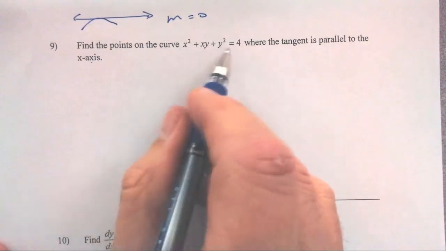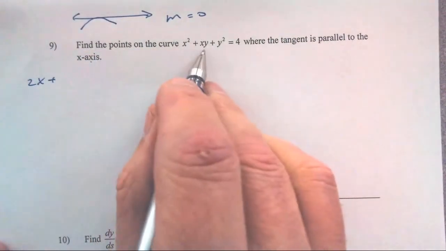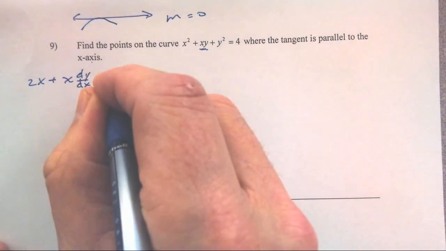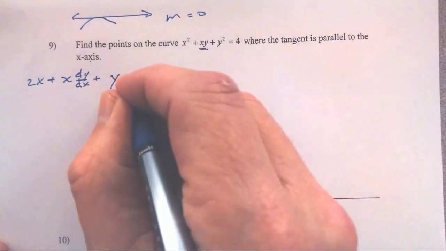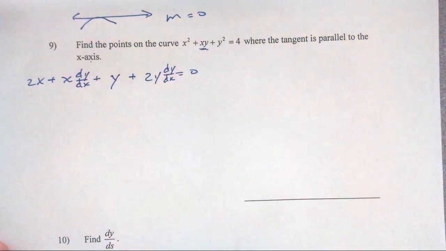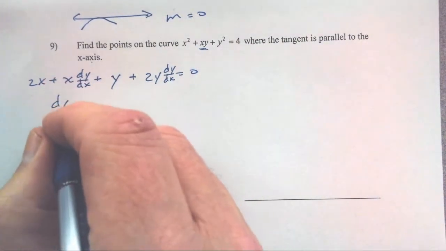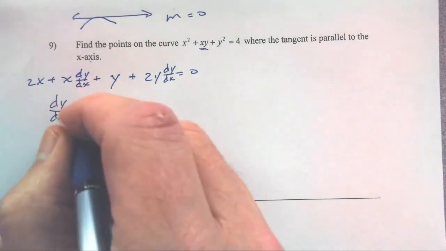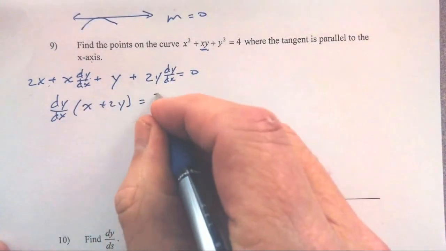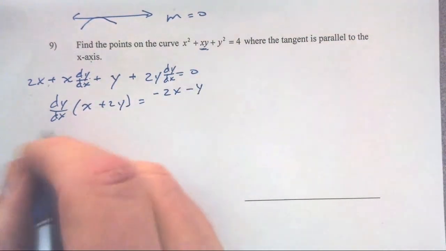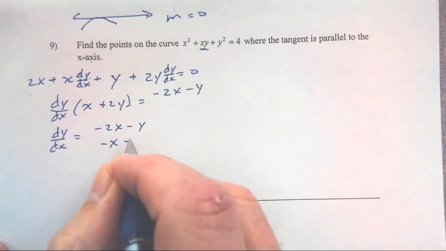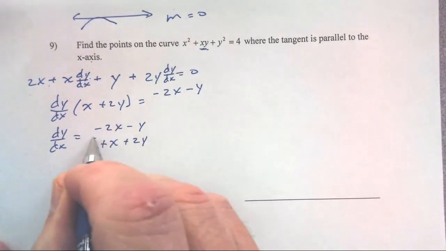So slope formula, implicit. I get 2x plus, there's my product rule again, first x times derivative of second dy dx, plus same old derivative of first 1 times plain old second y, plus now I'm taking the derivative of this, 2y dy dx equals 0. Has kind of a familiar feel to it. So I get dy dx times, I'll show this one a little bit different way, x plus 2y, group my dy dx's, factor, subtract everything else to the other side, negative 2x minus y. Or dy dx equals negative 2x minus y divided by x plus 2y.